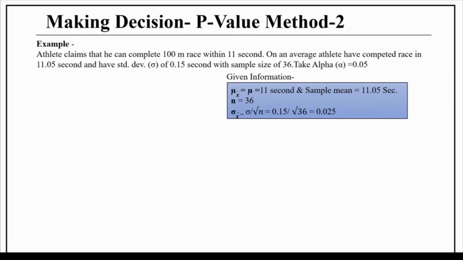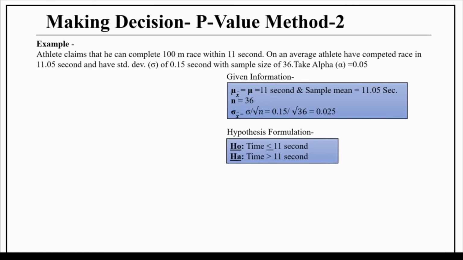So the given information is, first, the sampling distribution mean, which is equal to the hypothesized mean, that is 11 seconds, the sample mean is 11.05 seconds, and the sample size is 36. Then the standard error is the population standard deviation divided by the square root of the sample size. So 0.15 divided by the square root of 36 is equal to 0.025 seconds.